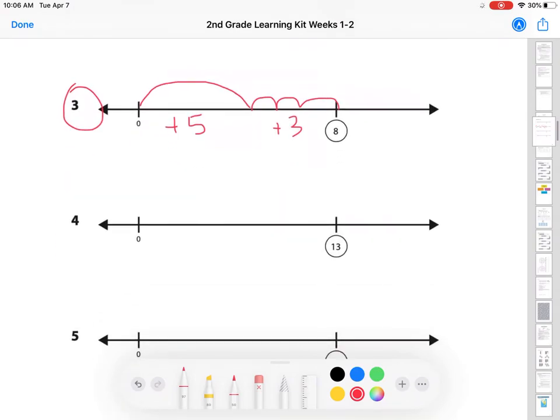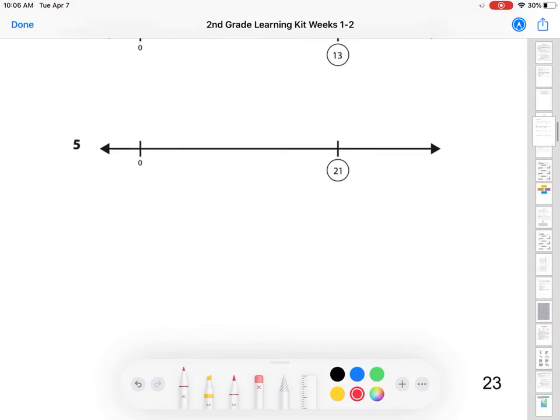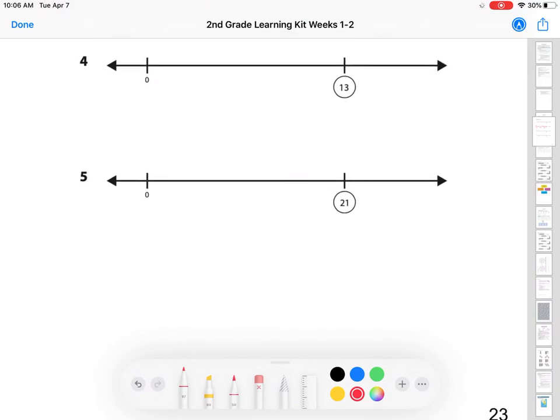Okay, if I then have a number like 21, I could do 2 10s and then a 1. So I added a 10, added a 10, added a 1. Ooh, that looks kind of funny. There you go, Ms. Dickey.